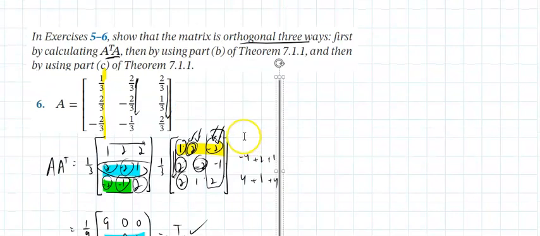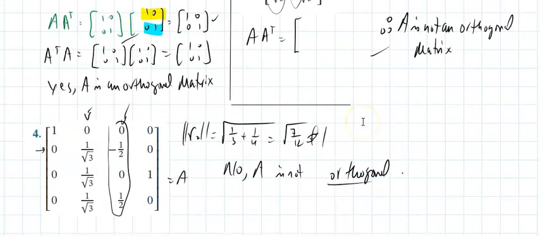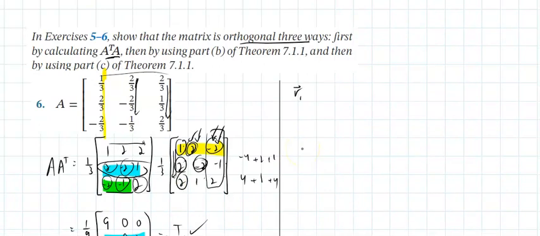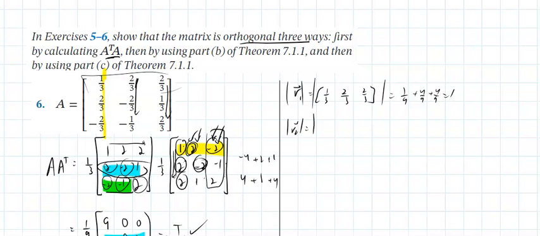I messed up. Now, theorem 7.1.1, they want part B and C, and we know what those are. Look at the first row, R1. Wait, did I put an arrow on that thing? Ah, look at that. So row 1, that is 1/3, 2/3, 2/3. If I take the magnitude of that, that would be 1/9 plus 4/9 plus 4/9. That is 1. The magnitude of R2, which is the, oh, I forgot.